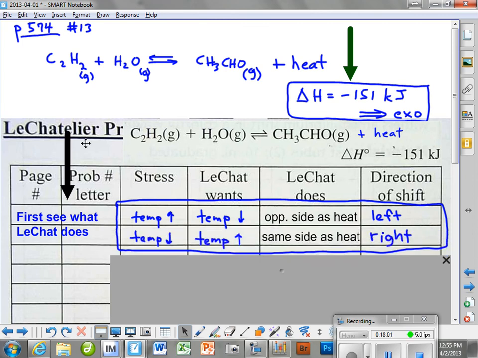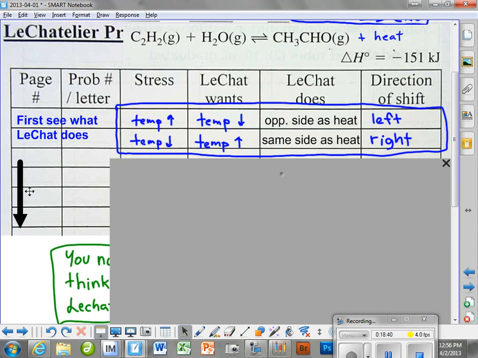That's the stress going up. And now, the want to is what LeChat wants to do, of course, always the opposite of what we do. Okay, let's do it the other way now. Temperature going down, what's that going to do? Well, LeChat wants to raise it. And to raise it, he's got to shift to the same side as the heat is on. And heat here is on the right, so the shift is to the right. Now we got our LeChat dude nailed. We know what he will do when we need him to do it.